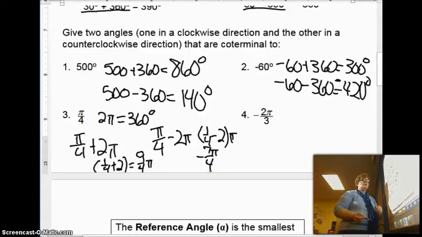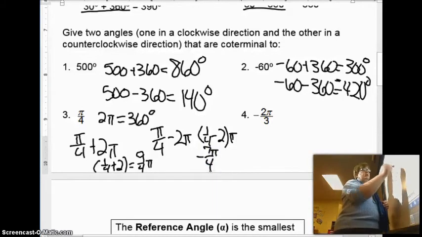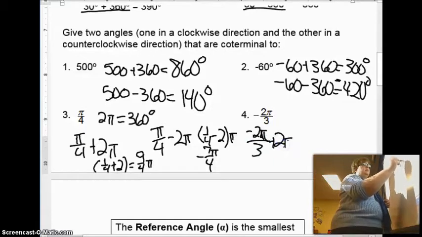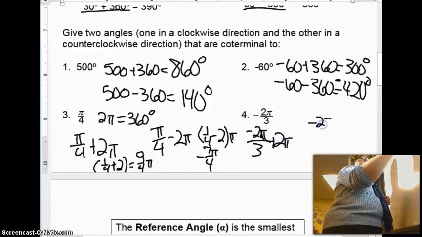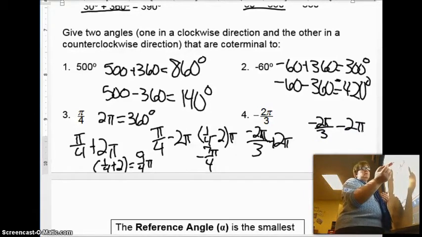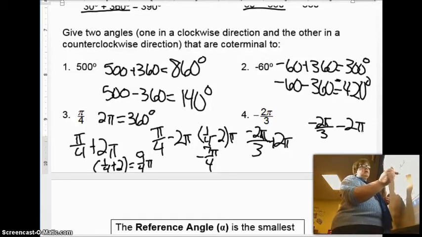Let's try another one. Negative 2 pi over 3 plus 2 pi, and negative 2 pi over 3 minus 2 pi. Again, it would be negative 2/3 plus 2, which is 1 1/3. And 1 1/3 is the same thing as 4/3. So that would be 4/3 pi.